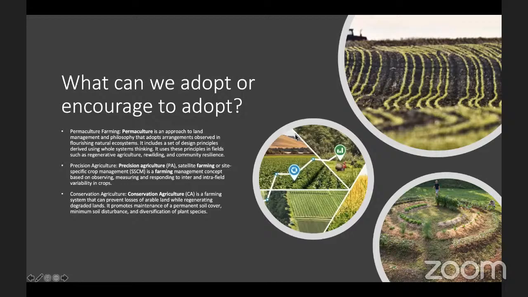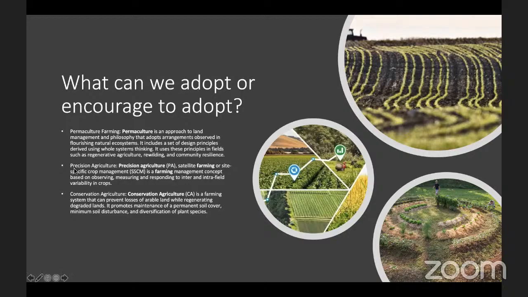Now, what can we adopt or encourage others to adopt? We have various methodologies to work with. Permaculture is about giving time to your crops, giving time to your fields, and making it a permanent ecosystem. Suppose I give it all the time it requires, watering my whole field so that the water goes to the ground level. After 12 or 13 years, or maybe sooner, say 4 or 5 years, it is a permanent ecosystem within itself. It doesn't require any rainfall or fertilizer. So this is called permaculture, but it requires a lot of time.